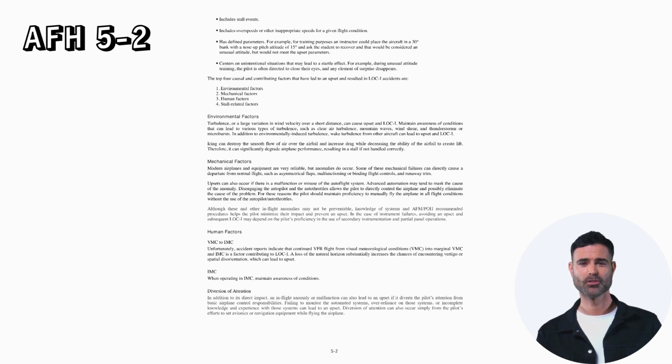Icing can destroy the smooth flow of air over the airfoil and increase drag while decreasing the ability of the airfoil to create lift.